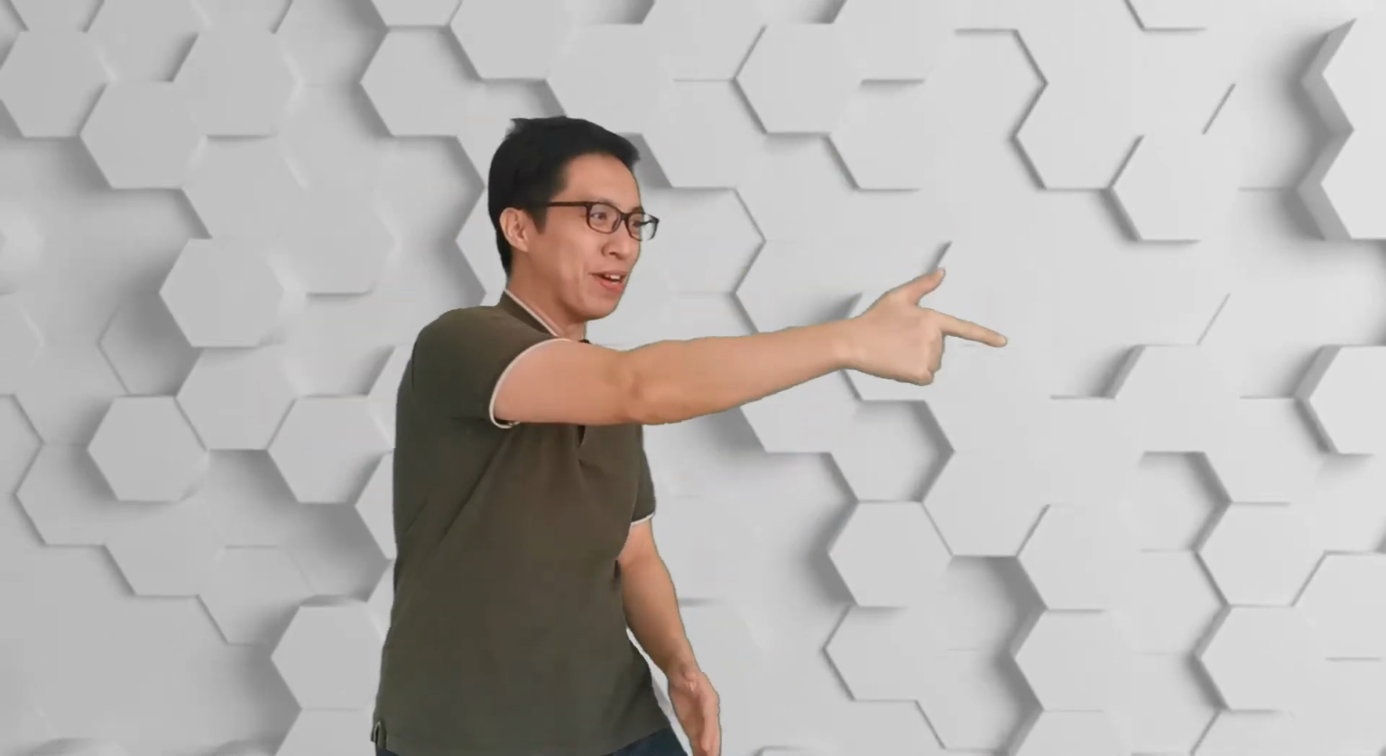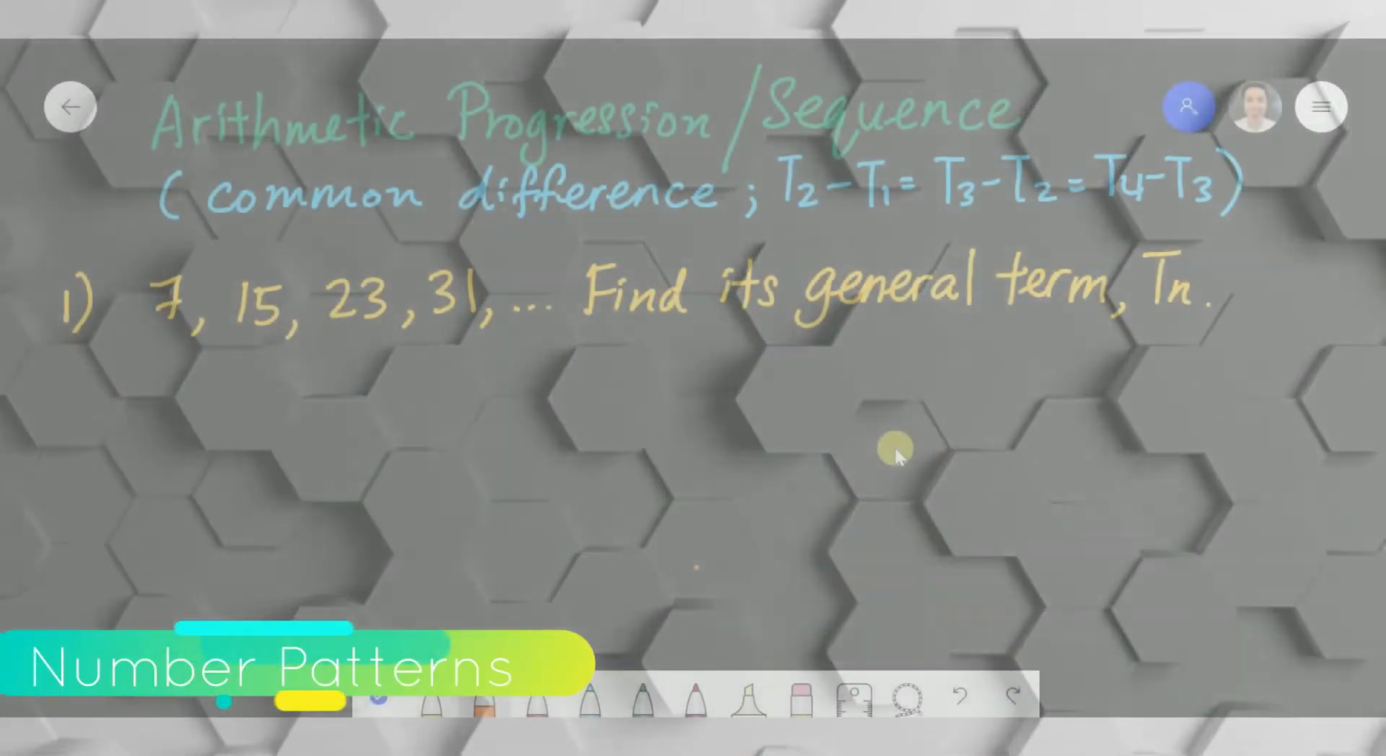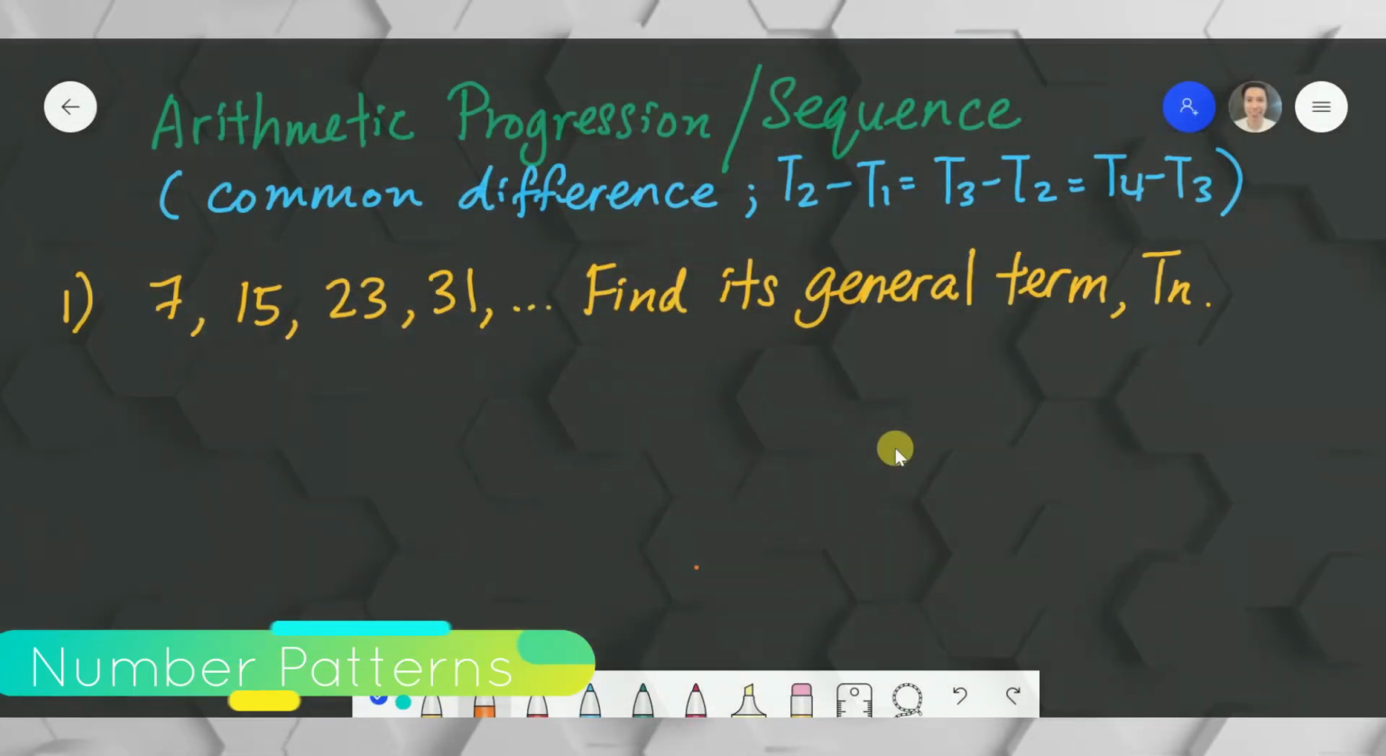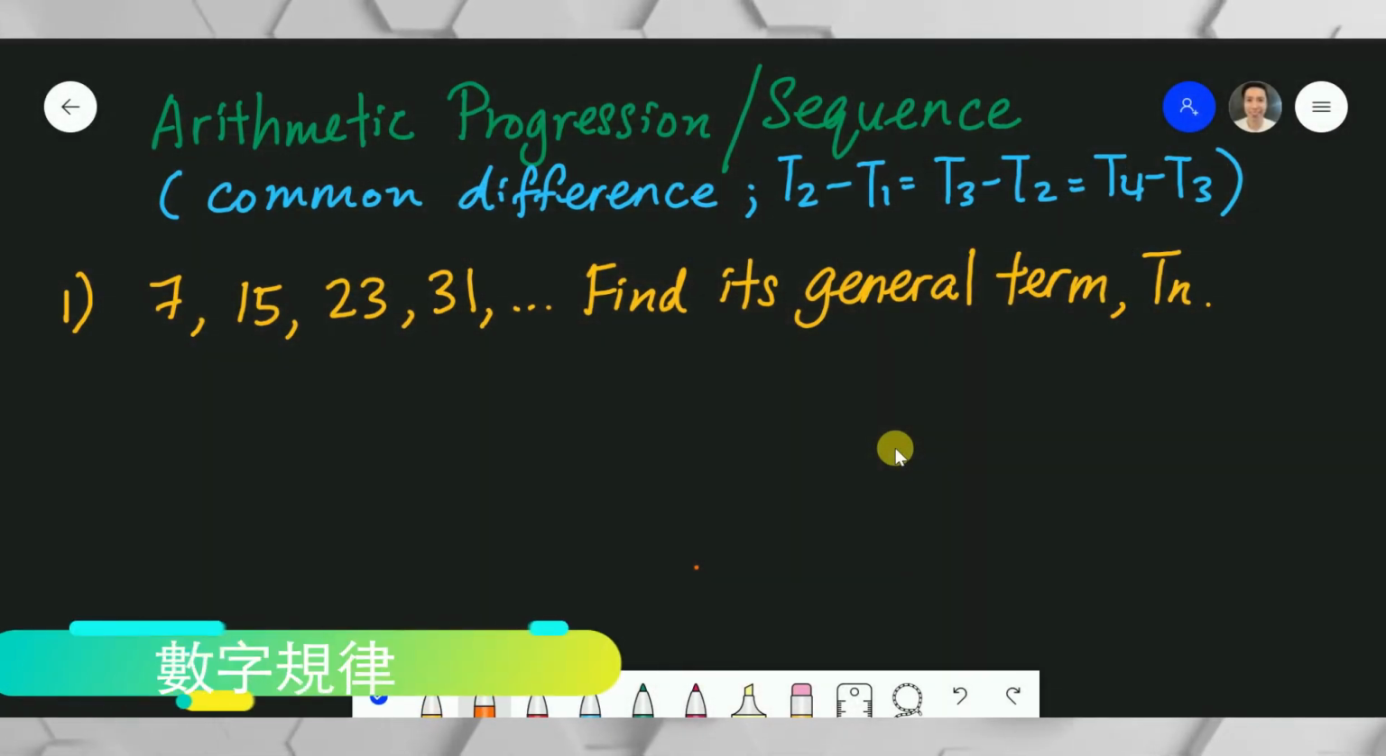In this episode, we're going to learn about number patterns, which involves arithmetic progression. Without further ado, let's look at the following example. Alright, let's get started now. Today we're going to learn about arithmetic progression, or we call it arithmetic sequence.